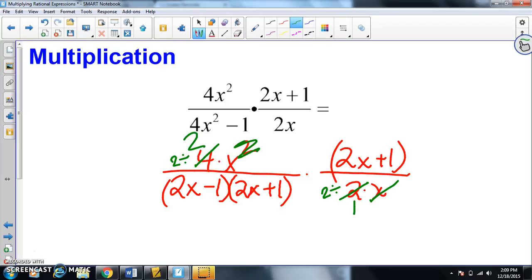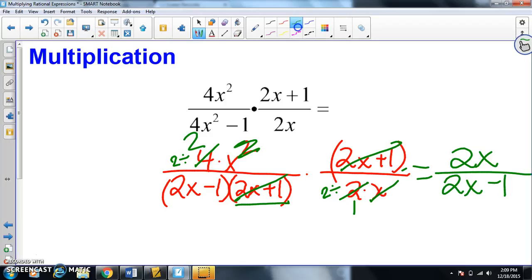Then I have 2x plus 1. If I'm going to simplify 2x plus 1, in my denominator, I need an entire factor to be 2x plus 1, and I have that, so I'm going to cancel those two. I then multiply my numerator and multiply by my denominator. So my numerator is 2 times x times 1, which is equal to 2x, over my denominator is 2x minus 1 times 1 times 1. So my denominator is 2x minus 1. That is my final answer.